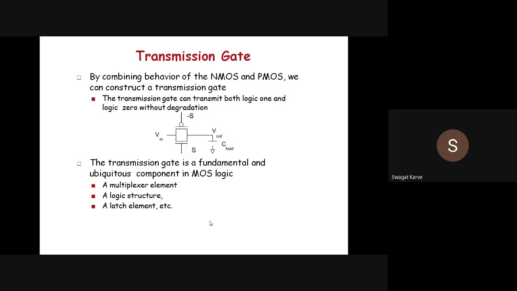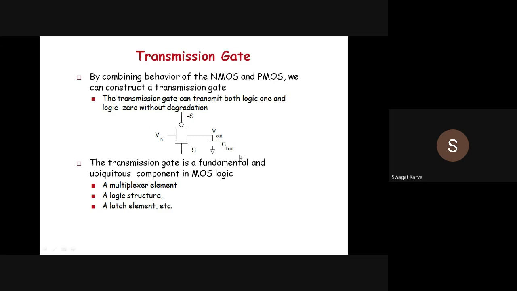Now, next thing is, the transmission gate is a fundamental and very basic component of the MOS logic, right? That means whenever you are going to design some digital circuits, for example, that may be a multiplexer, that may be some logic structure, that may be a latch, that may be shift registers, etc., then this is the fundamental component of that particular design, and that is the transmission gate.